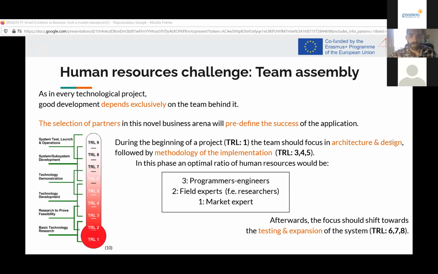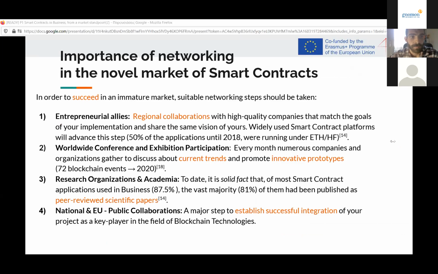Now, I think I'm going to skip this because we're running out of time. This is about the human resource challenge that you have to face during a smart contract design. But I think this is more important, the importance of networking in the novel market of smart contracts.